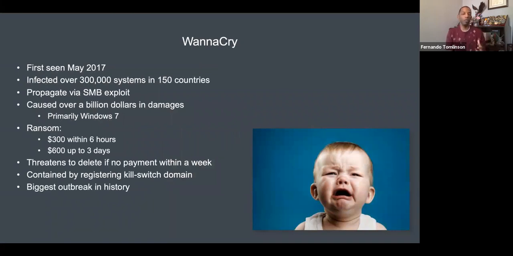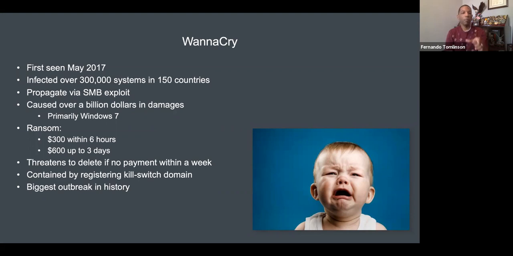This was super huge and will forever go down in history, much like a lot of other ransomware attacks. But it propagated via an SMB exploit, so EternalBlue, and I think we've got a slide coming up about it a little bit. That's how it propagated throughout systems using SMB v1, exploiting a vulnerability within it. And we're talking billions of dollars in damages, primarily Windows 7. Luckily, there was a researcher who was analyzing the code, realized that there was a kill switch domain in the code, and then went and registered it. So the world was able to neutralize that attack. But this goes down in history as the biggest outbreak when it comes to ransomware.